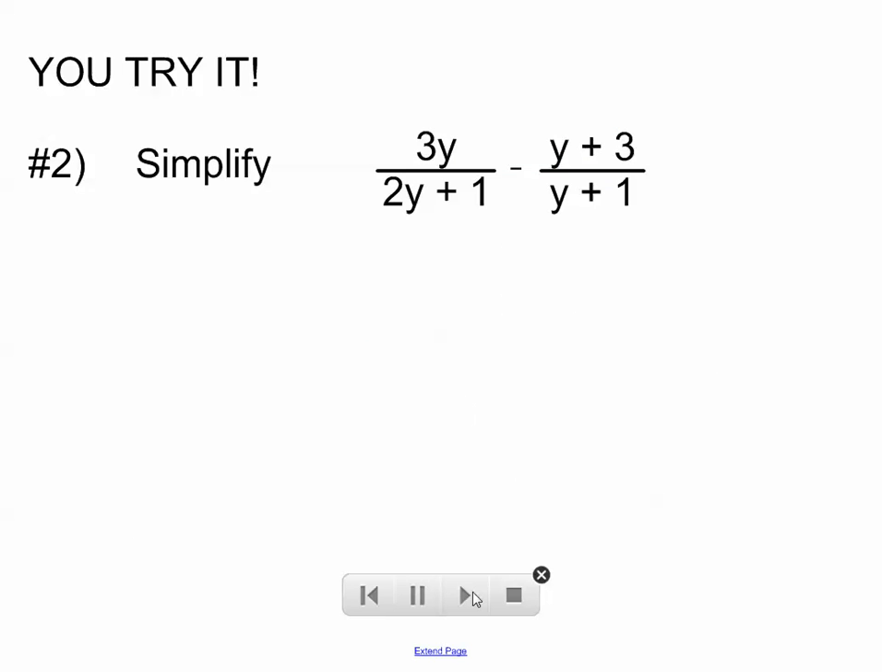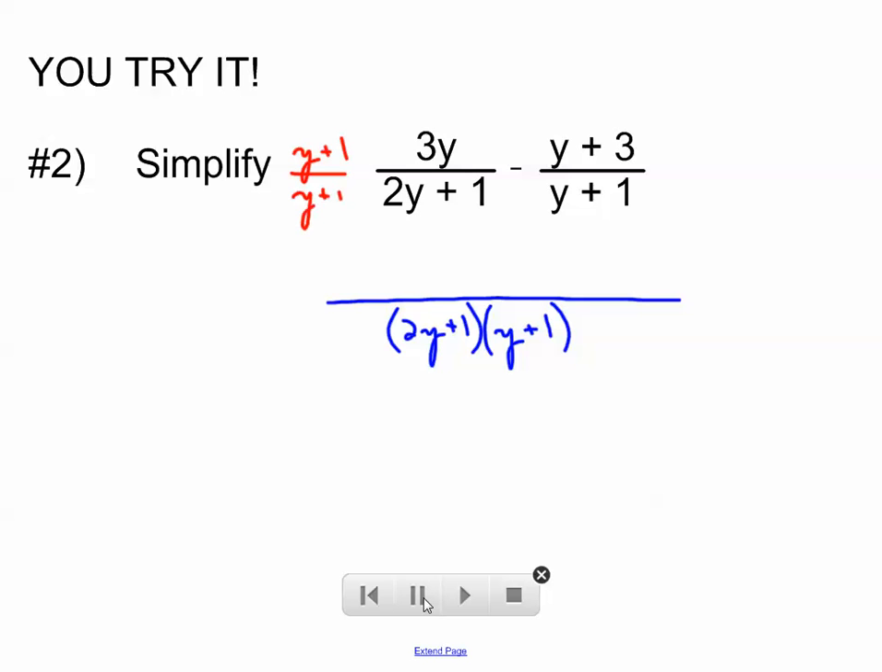All right, try this one. Remember to get a common denominator. Press pause, and when you're ready, press play. Okay, so I want my common denominator to be 2y plus 1 times y plus 1. So I'll multiply the first fraction by y plus 1 over y plus 1, and I'll multiply the second fraction by 2y plus 1 over 2y plus 1.